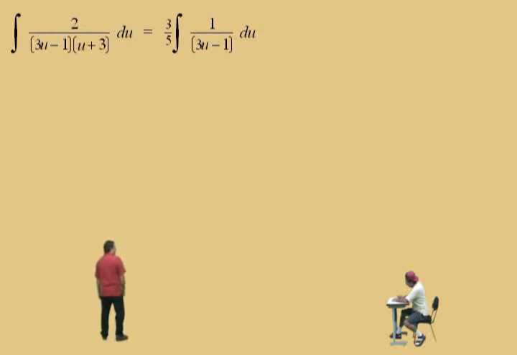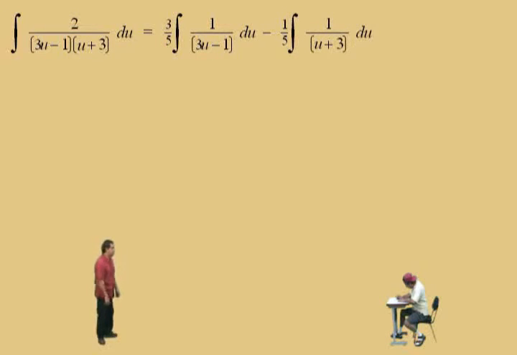Okay, now let's go to our B term. What was B, Charlie? Negative 1/5. Negative 1/5. And that would take the 1/5 out. It's a constant. And we have the integral of 1 over u plus 3 du.